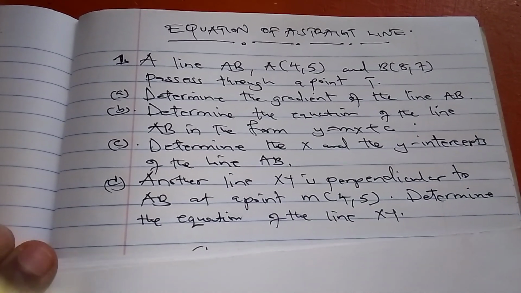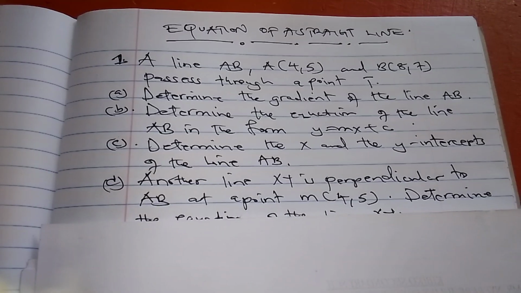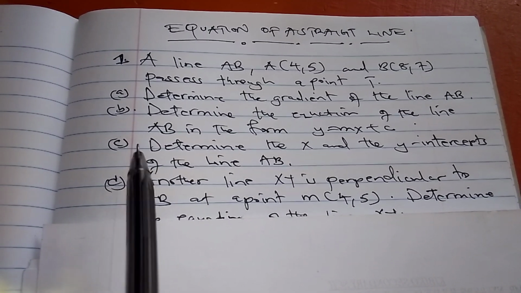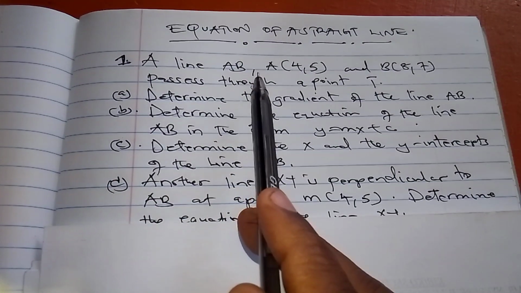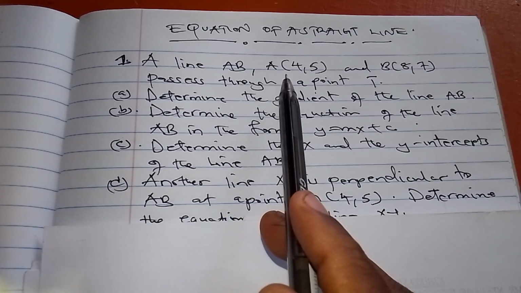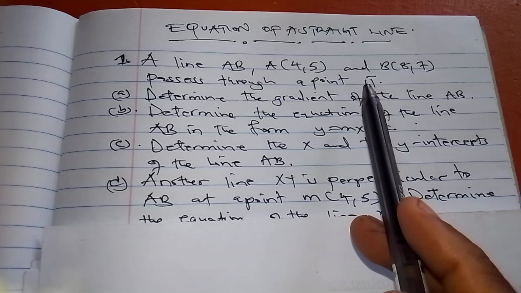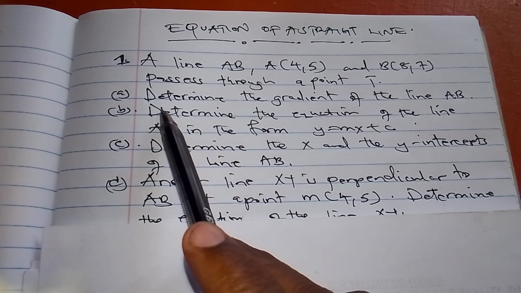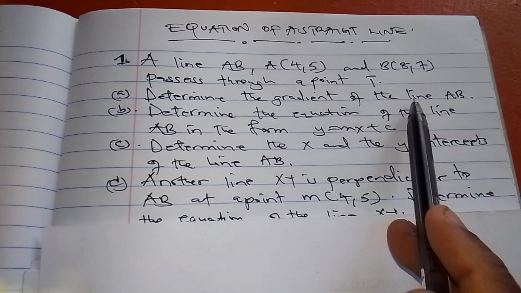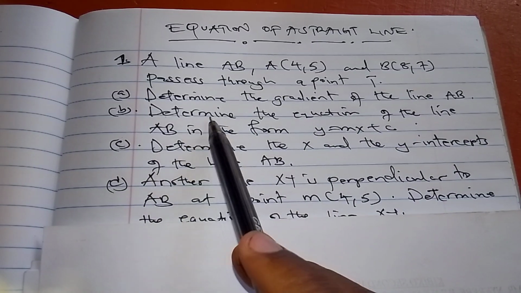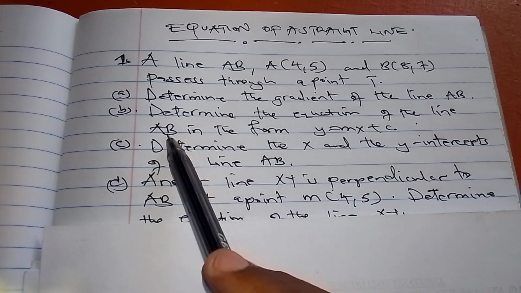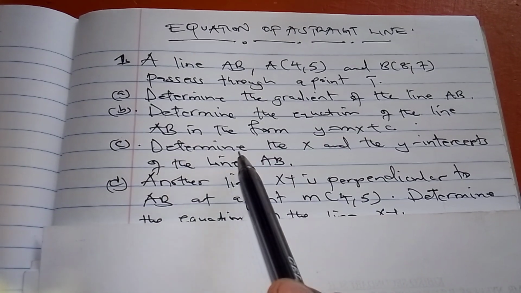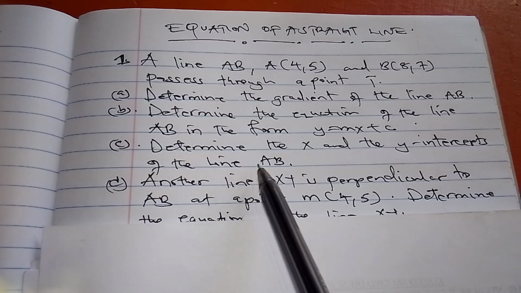Today we are going to look at the equation of a straight line, and in this case we have one example. You can read together with me. A line AB where the coordinates of A are (4,5) and B (8,7) passes through a point T. The first question: determine the gradient of the line AB. Second, determine the equation of the line AB in the form y = mx + c. The third one, determine the x and the y intercepts of the line AB.